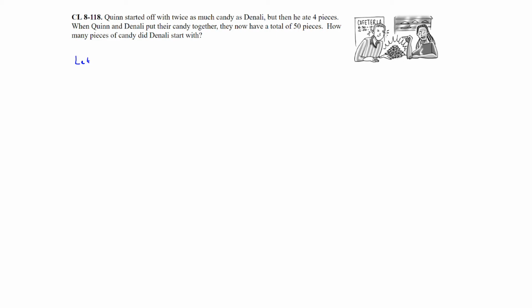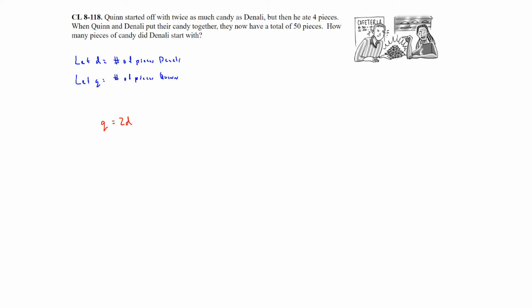So let's let D equal the number of pieces of candy for Denali. And we can also let Q equal the number of pieces of candy for Quinn. Now, Quinn started off with twice as much candy as Denali. So Quinn is going to equal 2 times as much candy as Denali. So if you take twice Denali's, you're going to end up with Quinn's. But then he ate 4 pieces.